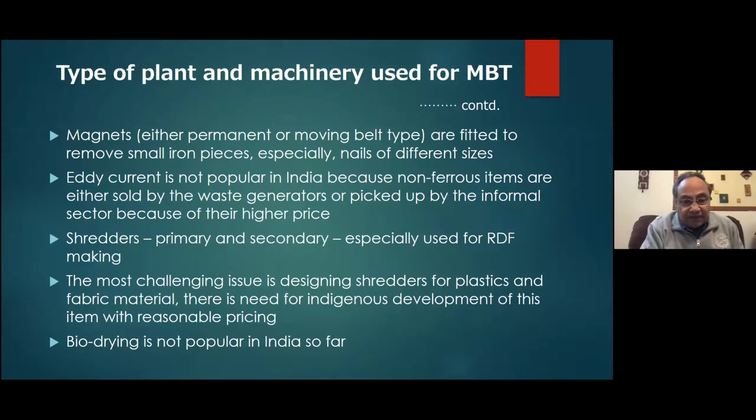Now, what is a challenging factor here? It's the shredders. So far, good shredders are not available indigenously. Biodrying is not popular in India so far. Of course, biodrying in the sense of open drying is there, but a properly designed biodrying is not popular here. Next, please.